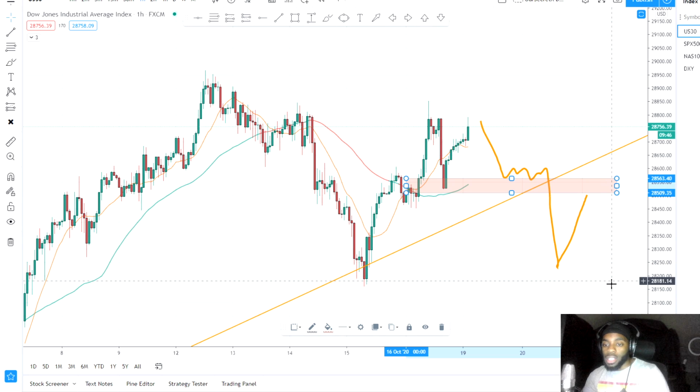All right, so that's literally it, guys. I wanted to keep this video short and keep it simple. I just want to let you know that, honestly, this is a scalping strategy you can use. This is a simple breakout retest strategy that you can use.